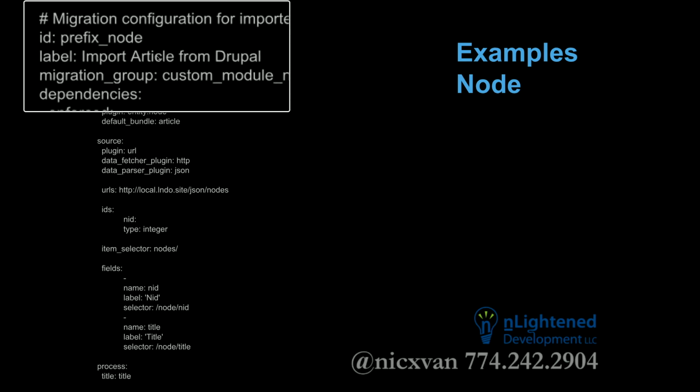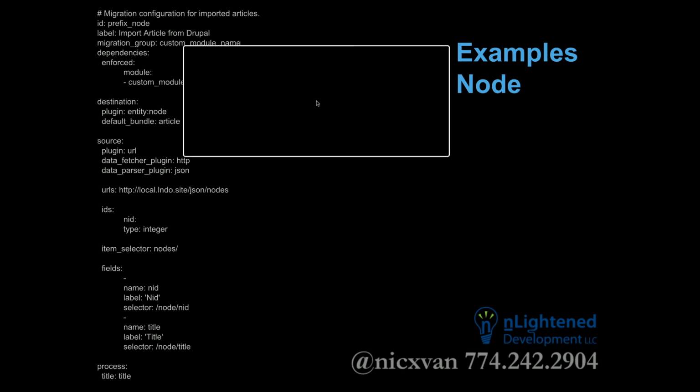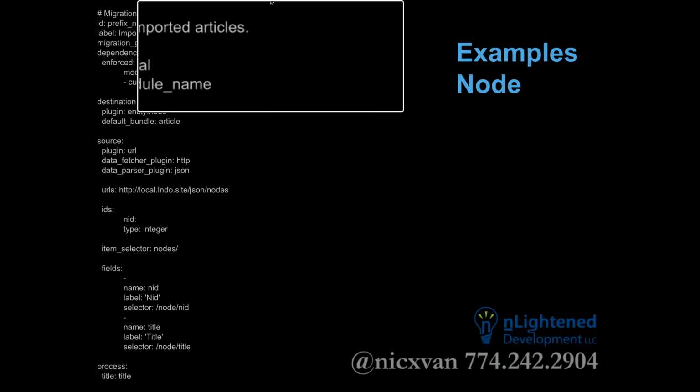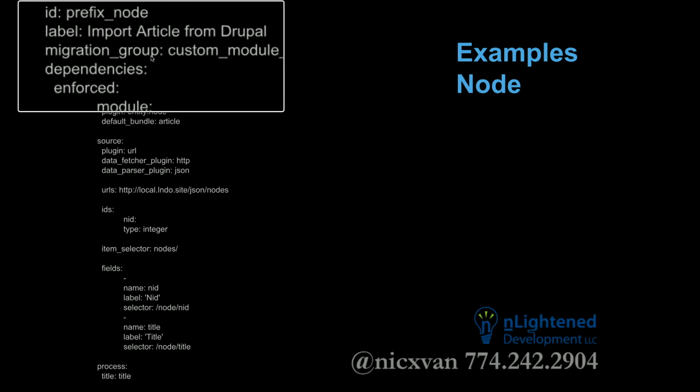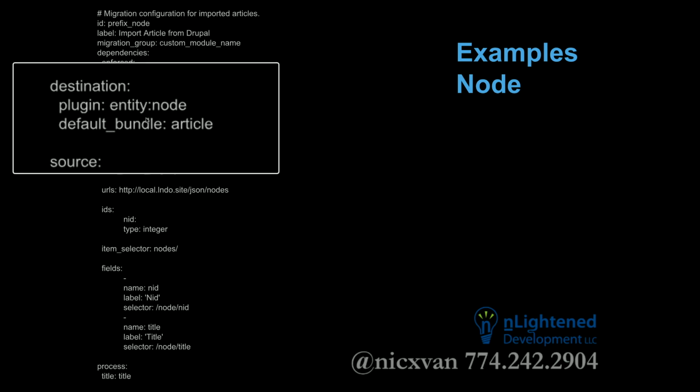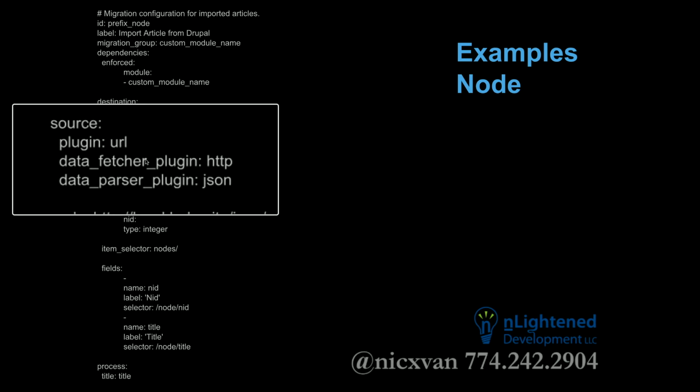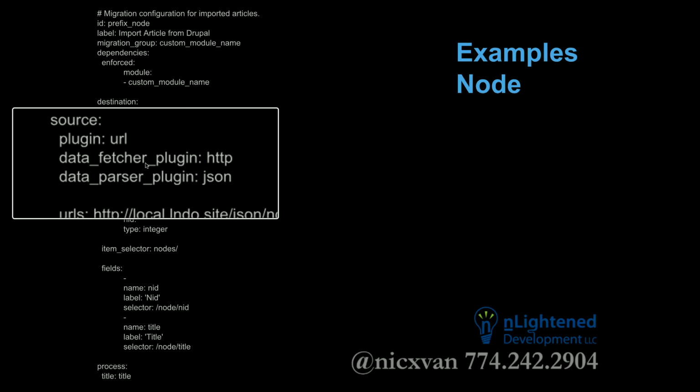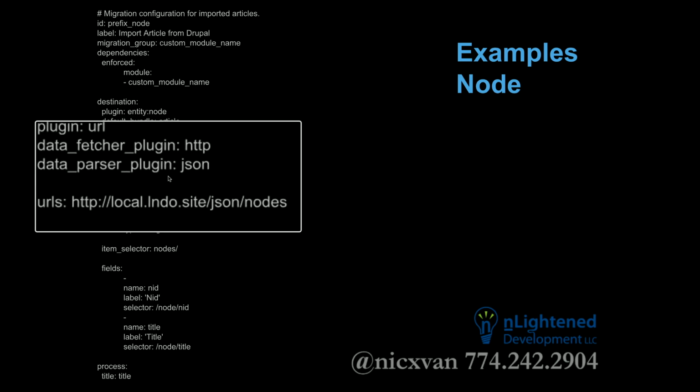Okay, and remember again, we have four sections to the migration. So this is all the metadata up here. It's got the ID, the label, the group, the dependencies. Then we have the destination right here, which many times is very short, like this is a node entity, and we're defaulting to article. Then we have the source, which in this case is URL. It's going to be HTTP fetcher, and it's going to look for JSON. And it's looking at this local.lando site JSON/nodes for that JSON.